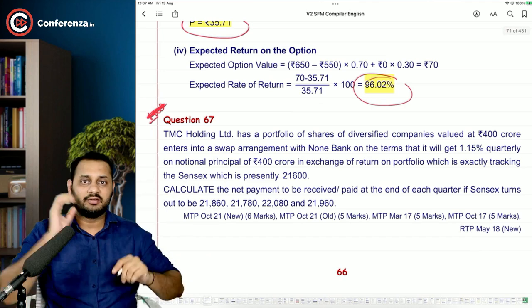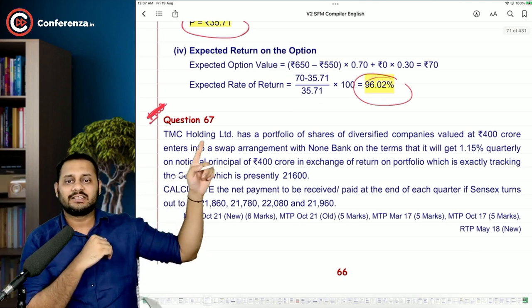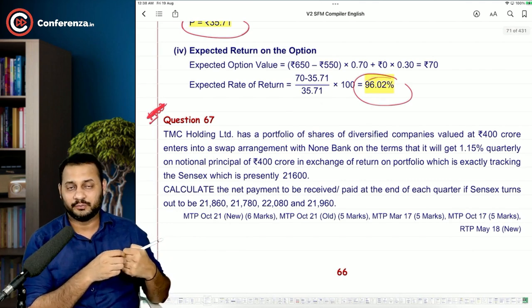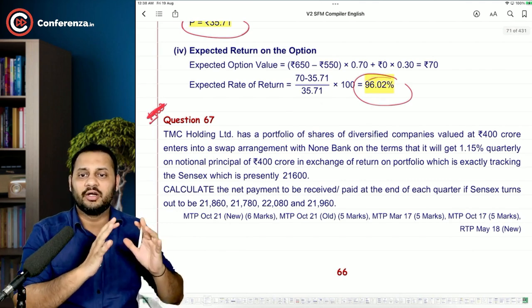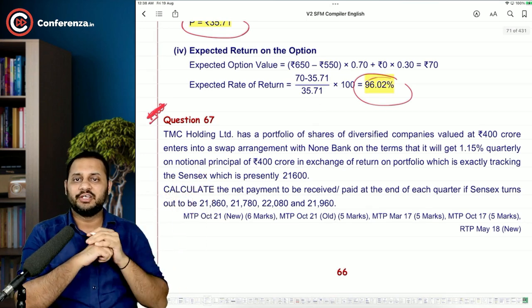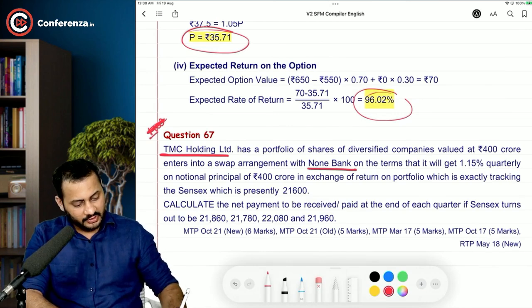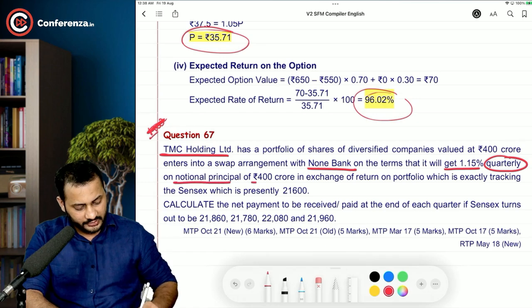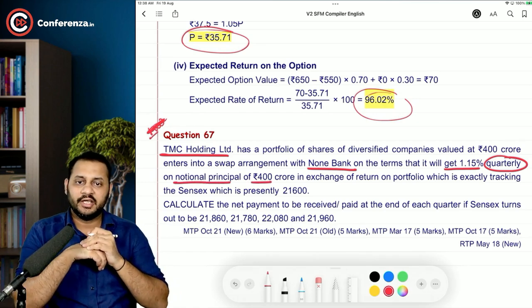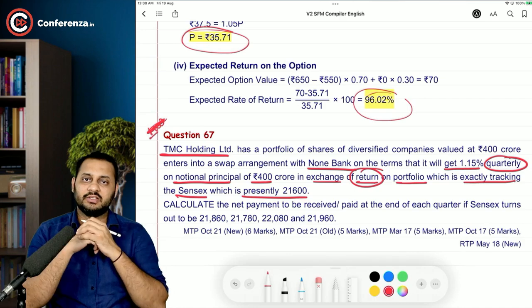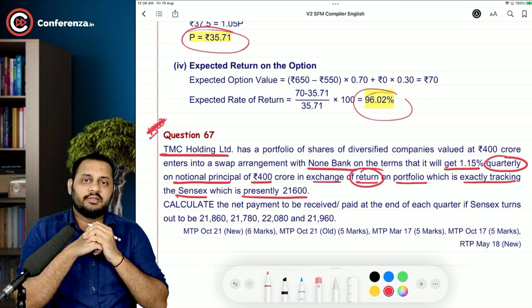TMC Holding Limited, this is from the derivatives chapter, has a portfolio of shares of diversified companies valued at 400 crore. You have an investment of 400 crore, enters into a swap arrangement with non-bank on the terms that it will get 1.15% quarterly on notional principal of 400 crore, in exchange of return on the portfolio, which is exactly tracking the Sensex, which is presently 21,600. So understand the situation.